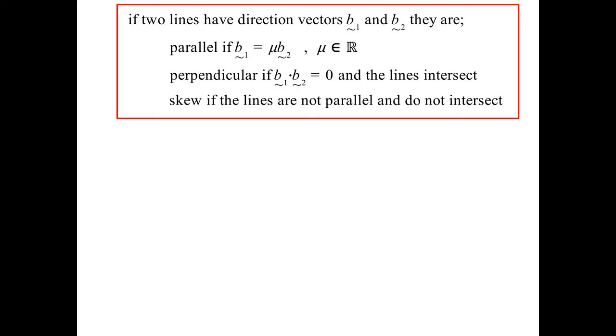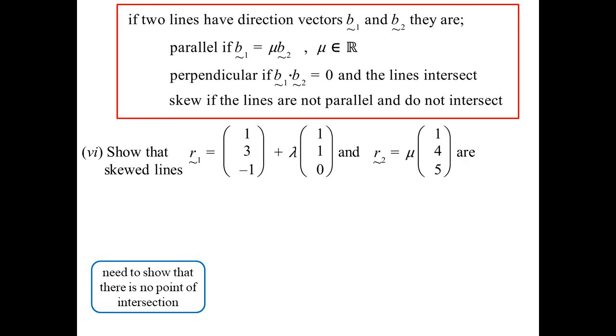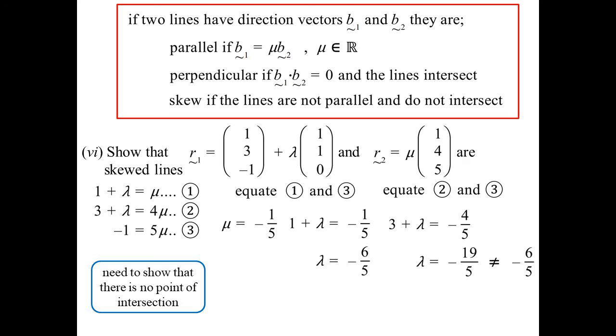So we're going to show that these two lines are indeed skew lines. Basically, we have to show there's no point of intersection. 1 + lambda equals mu, 3 + lambda is 4 mu, -1 equals 5 mu. If there is a solution to this, then we know they're going to intersect, and that's not what we want. If I equate 1 and 3, I get mu is equal to -1/5. Sub that in, I get lambda is -6 on 5. If I equate 2 and 3, I end up with lambda is -19 on 5, so it does not equal -6 on 5.